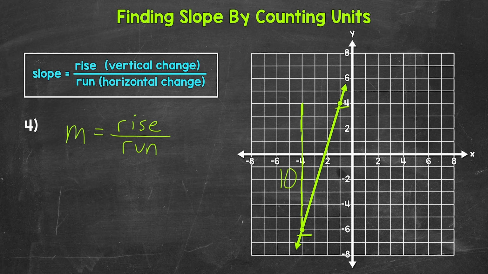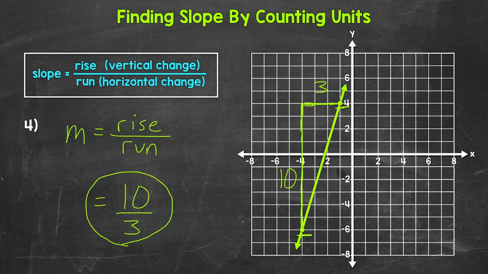We went up. Now for the run, we go over 1 unit, 2 units, 3 units, and that's a positive 3 since we went to the right. So our run, the horizontal change, is 3. So our slope here is 10 over 3, 10 thirds. That tells us that this line goes up 10 units for every 3 units it goes to the right. So there's how to find slope from a graph by counting units. Let's move on to finding slope from 2 points.